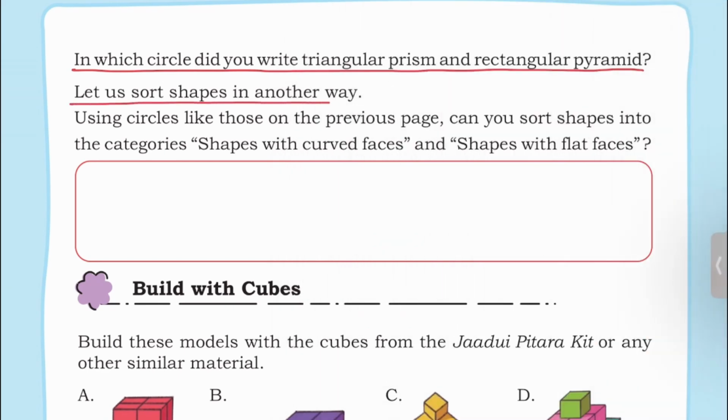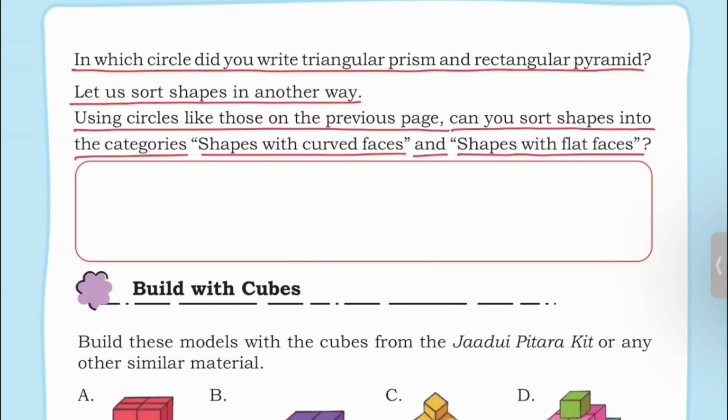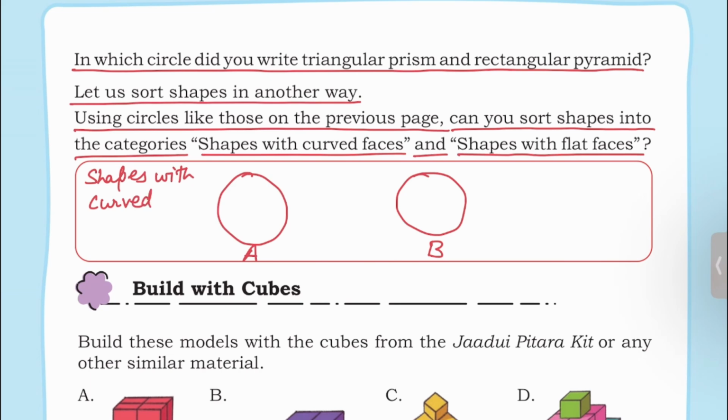Let us sort shapes in another way. Using circles like those on the previous page, can you sort shapes into the categories shapes with curved faces and shapes with flat faces? You can draw a circle like this and write A and B here, and you can write here shapes with curved faces and here shapes with flat faces.